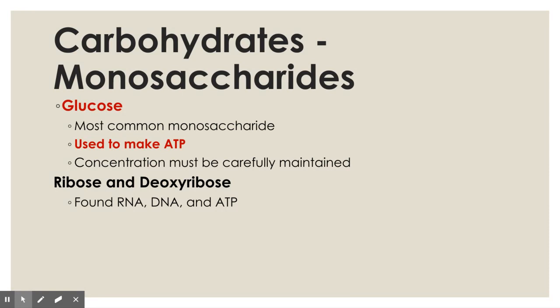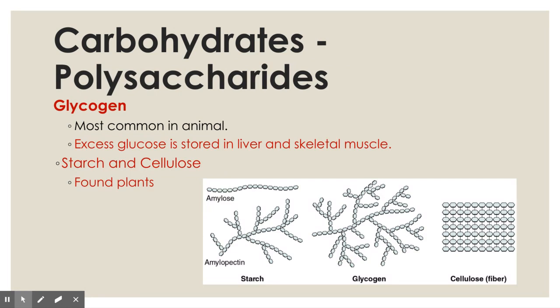This is especially important if people have diabetes, type 1 or type 2, depending on if the body can make insulin. You may need to get insulin if your sugars are too high. And then we have ribose and deoxyribose that are found in RNA, DNA, and ATP.